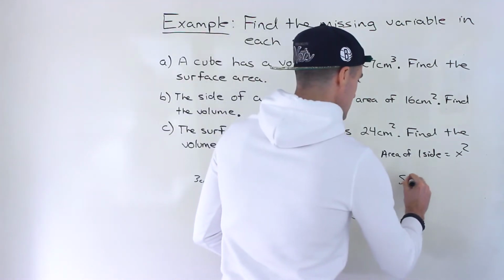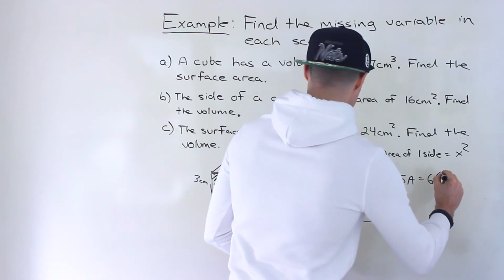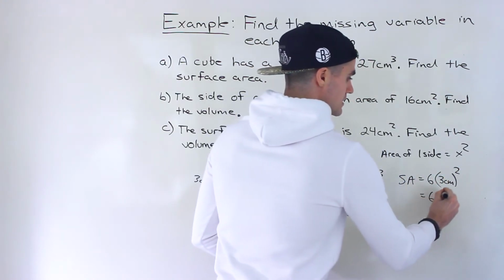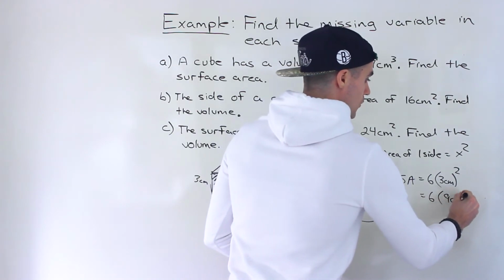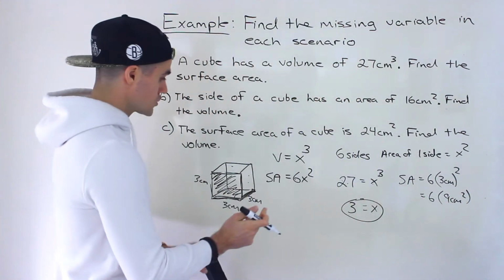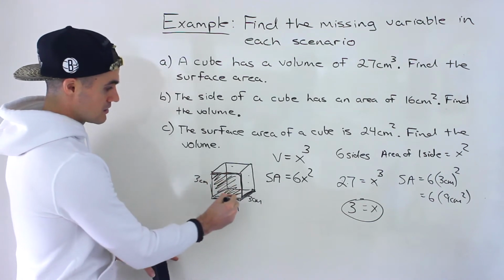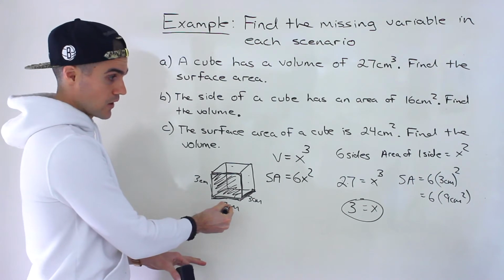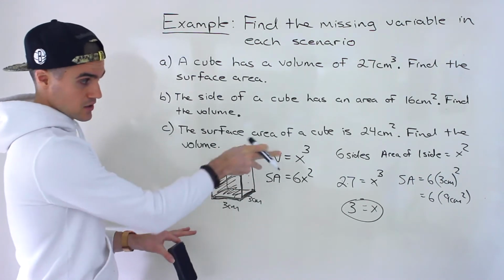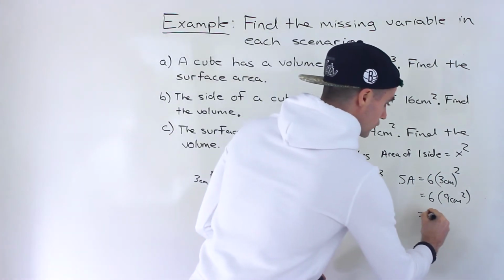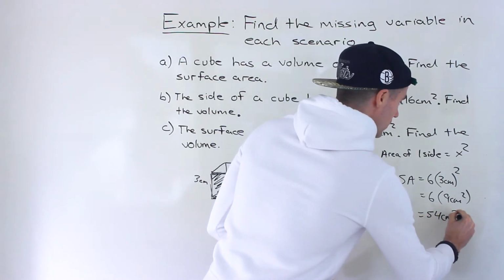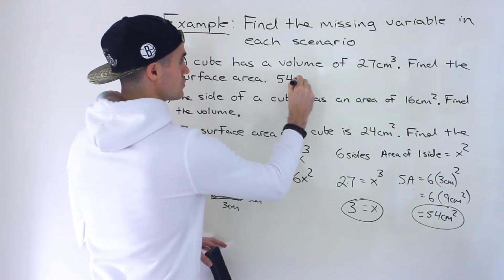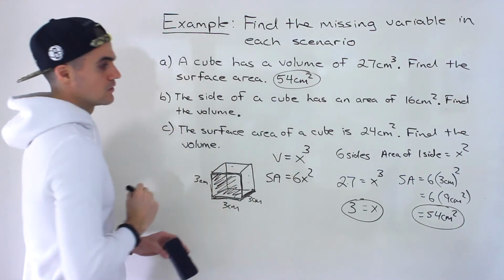So we'd have the surface area equaling 6 times 3 centimeters to the power of 2. So we'd have 6 times 9 centimeters squared, right? That 9 centimeters squared represents the area of one side: 3 centimeters times 3 centimeters, 9 centimeters squared. But then there are 6 sides, so we have to multiply it by 6, so we get a total surface area of 54 centimeters squared. So that would be the answer to scenario A.